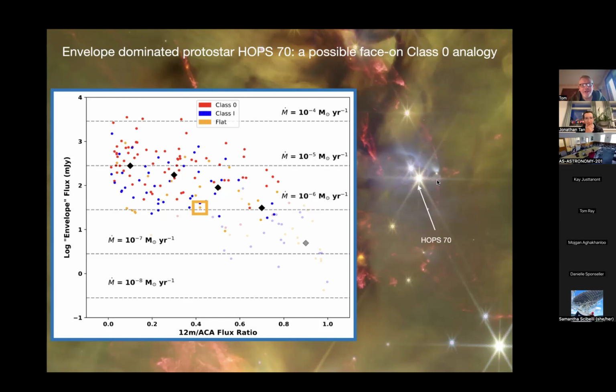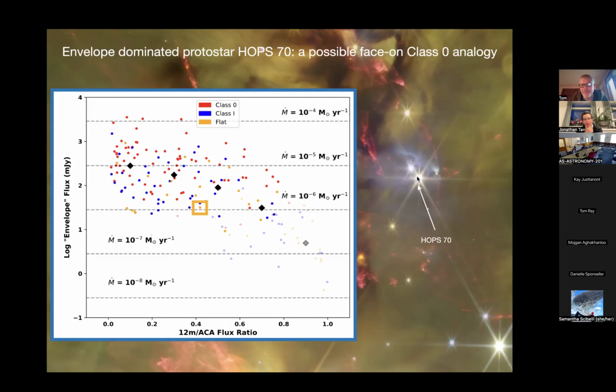We don't have the full SCDs, obviously, so it's not a huge number. Let me follow up on that then. Are you able to find binary protostars? Are there any? Yeah, HOPS 70 is actually a classic example of that.